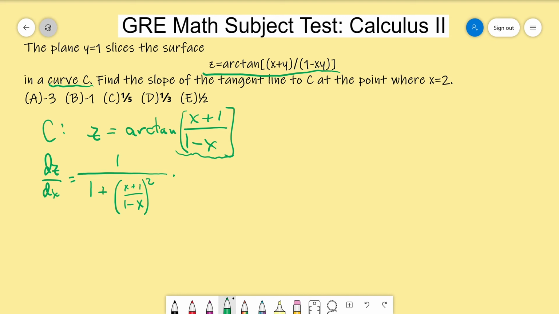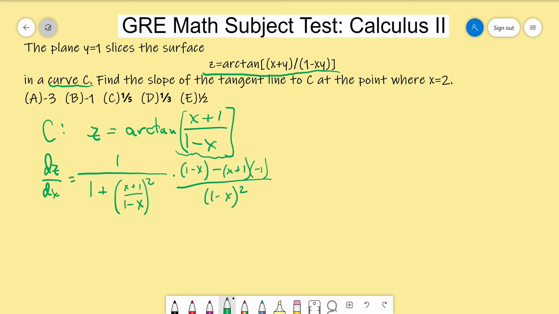So we have this quotient, so we'll use the quotient rule. Remember, the quotient rule says low, that's the denominator, d high, the derivative of the numerator, in this case just 1, minus high, x plus 1, d low, the derivative of the denominator, in this case negative 1. Square the denominator, and away we go.